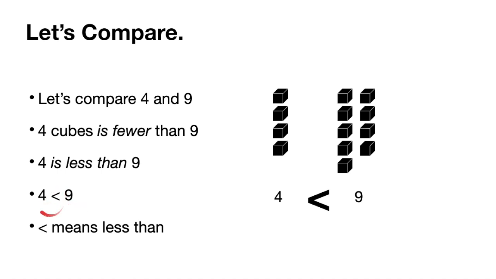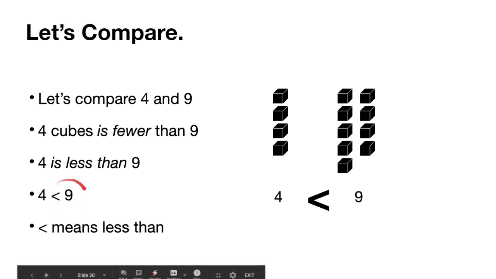The alligator is going to eat the 9 because it's the bigger, tastier number. Okay, we all want more. So the alligator is going to eat more. So this symbol means 4 is less than 9. Less than.